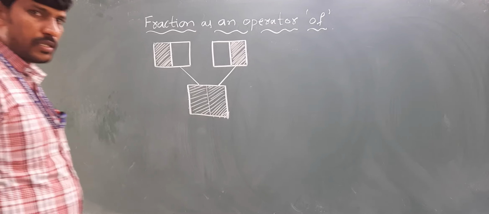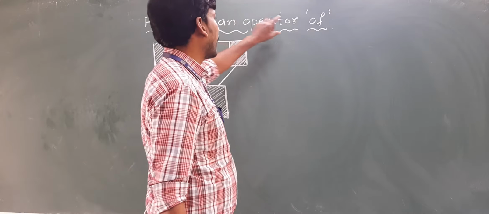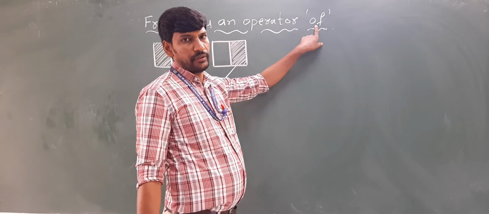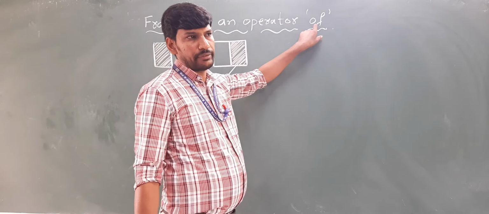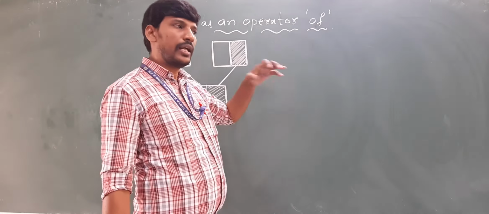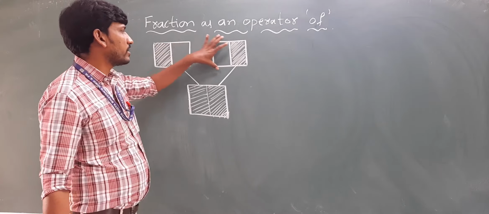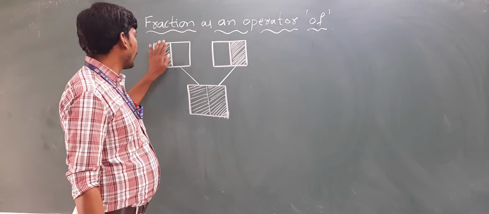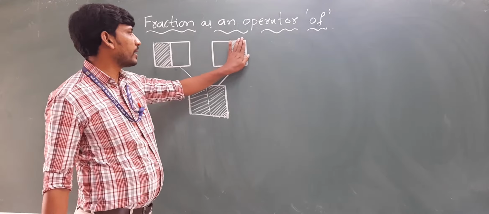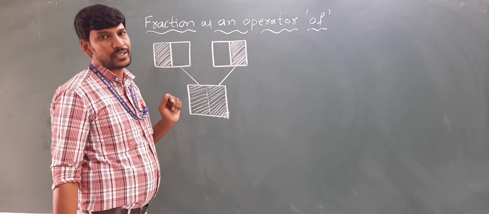Now children, see this here. Fraction as an operator, OF. What does this 'of' indicate? What is the use of this 'of'? Is there any meaning in mathematics? Let us discuss. See, observe. This is one square. This is one square. Here one part is shaded. Here one part is shaded out of two. Out of two parts, one part is shaded.